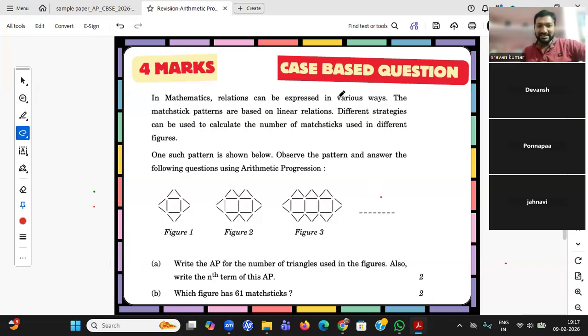In mathematics, relations can be expressed in various ways. The matchstick patterns are based on linear relations. Different strategies can be used to calculate the number of matchsticks using different figures. You see here the matchsticks he has aligned. One such pattern is shown below. Observe the pattern and answer the following question using arithmetic progression.